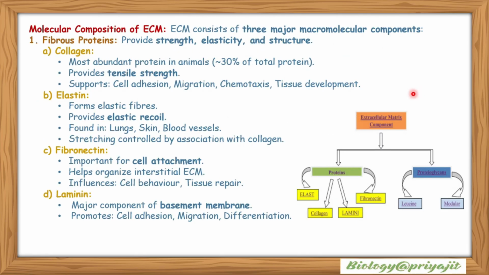ECM consists of three major macromolecular components, like fibrous proteins, as it provides strength, elasticity and structure. Collagen. We know that collagen is the most abundant protein in animals, approximately 30% of total protein, and it provides tensile strength. It supports cell adhesion, migration, chemotaxis, tissue development, etc.